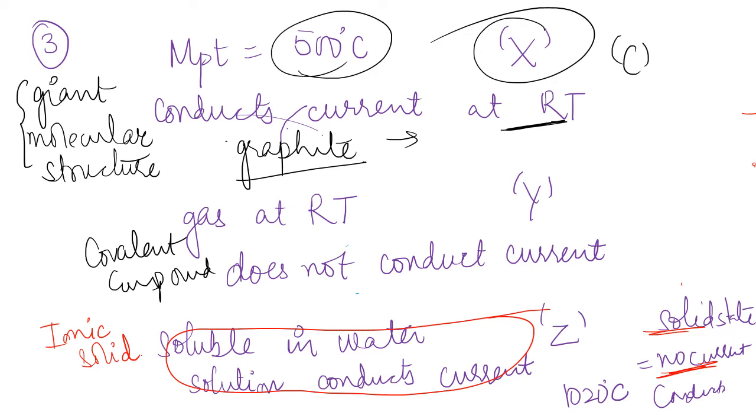But when you dissolve that ionic compound like NaCl in water, the ions get dissociated. So now ions are free to move. Therefore, they conduct current. And one more important characteristic of ionic solids is that they have a high melting point. So therefore, what can we comment about Z? That Z is an ionic compound or ionic solid. Okay, guys. Very good.